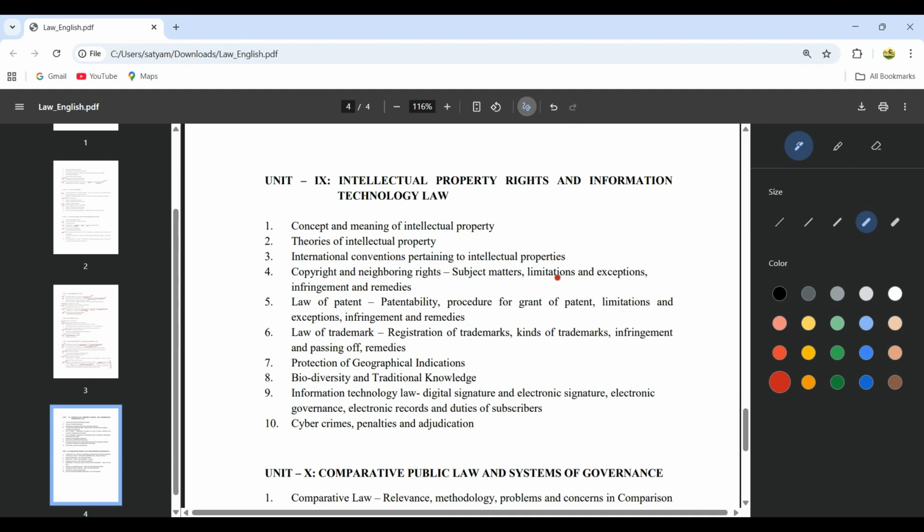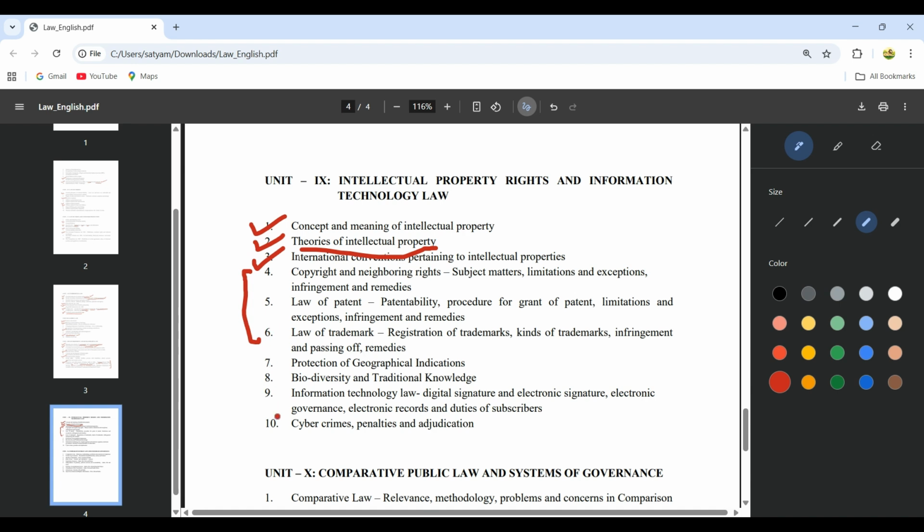Moving on to Unit 9, Intellectual Property Rights and Information Technology Law. Important topics under this particular unit are the concept and meaning of intellectual property, and theories of intellectual property. This is an important topic. Apart from that, international conventions are also important. Then you may have case law related questions under copyright and patents.